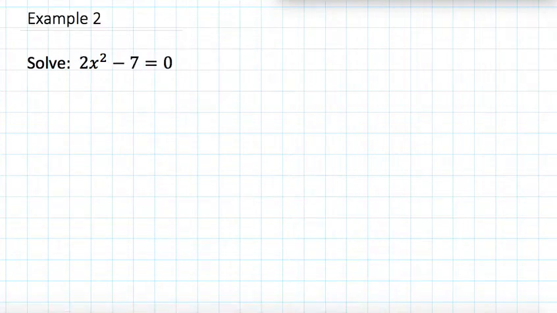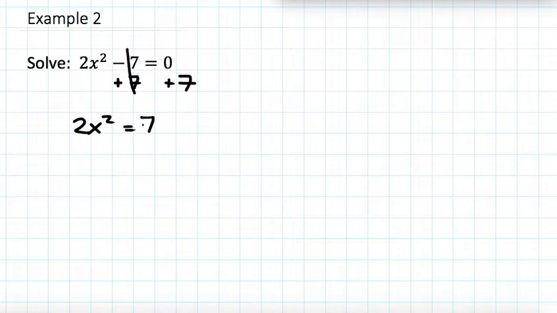Next, we're going to look at example 2. 2x squared minus 7 equals 0. So again, I have an x squared in this equation, but I do not have a term that's just x. And that's what allows me to use this method. So what I'm going to do is get x squared by itself. So I'm going to start by adding 7 to both sides. And then I'm going to divide both sides by 2.